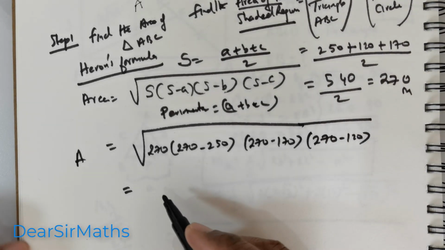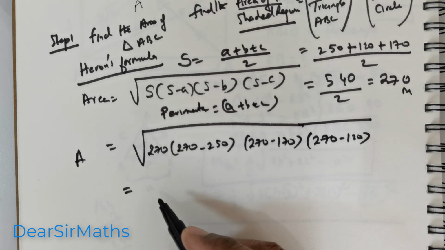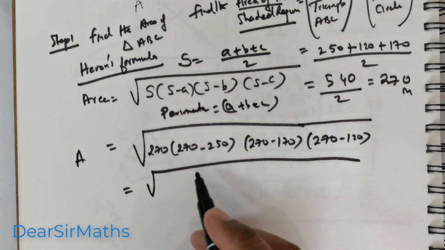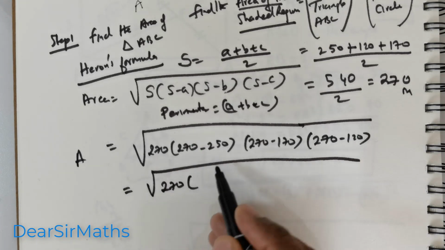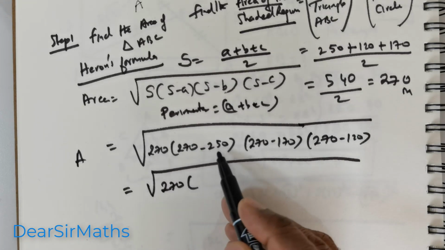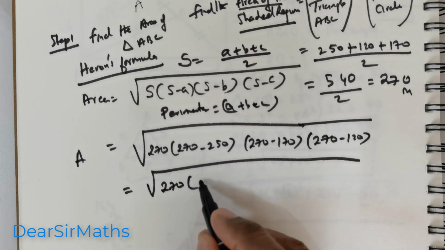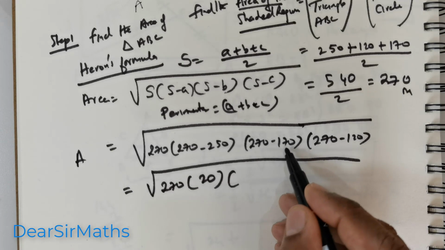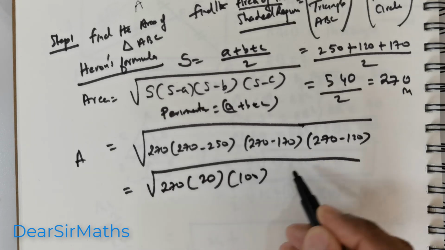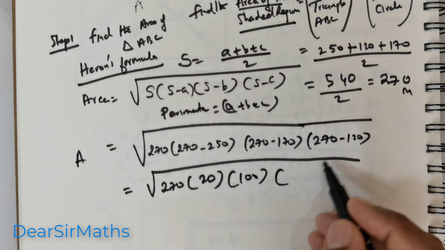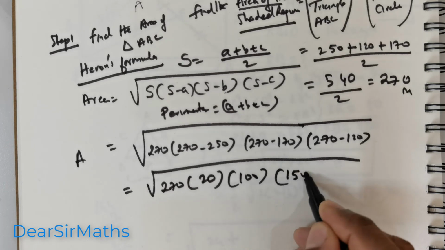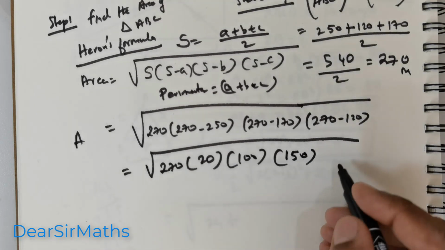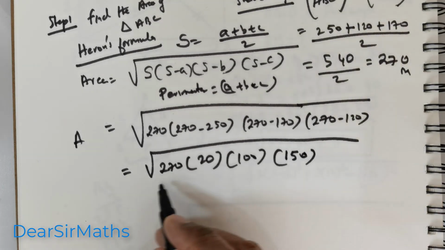So if I were to obtain this, it is equal to, first is going to be 270. Now from 270 you subtract 250, that is going to give me 20. From 270 you subtract 170, that is going to give me 100. From 270 you subtract 120, that's going to give me 150, right? So you need to evaluate this. Let me multiply and see.